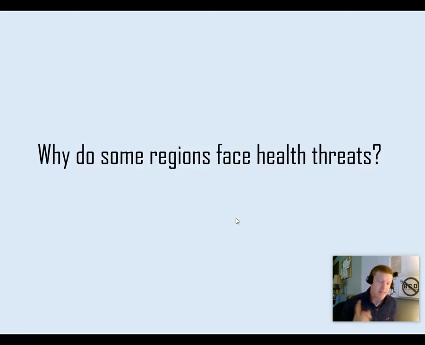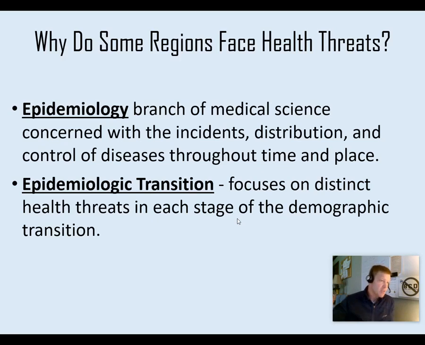Last thing I want to talk about, and this is something I think you might see because of the current climate we are in, is the epidemiologic transition. So what is epidemiology? Well, this is the science concerned with the incidence, distribution, and control of disease throughout time and place. Now, the epidemiologic transition is going to emerge with the demographic transition and focus on unique health threats for countries that are in stage 2, stage 3, and stage 4. So what do people in those societies face? Also, historically, we'll look back at stage 1 and we'll try to predict out into stage 5.